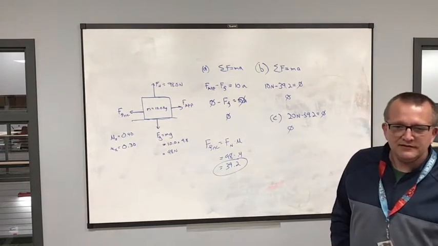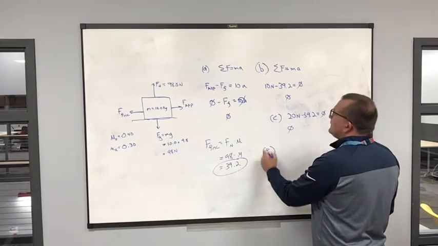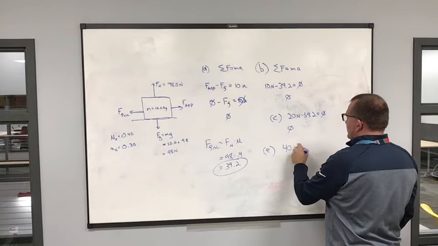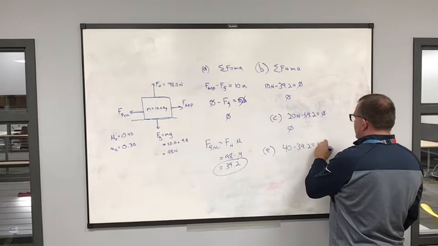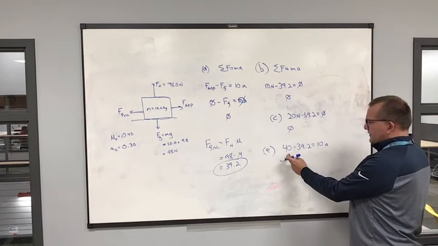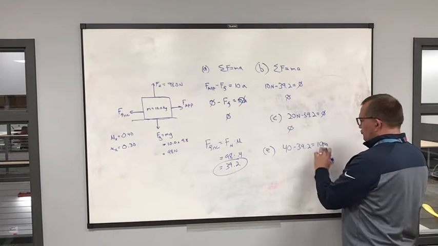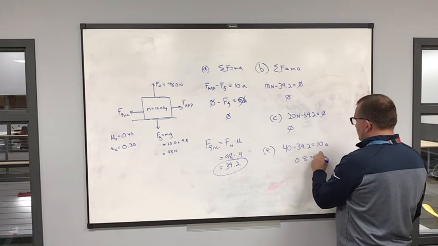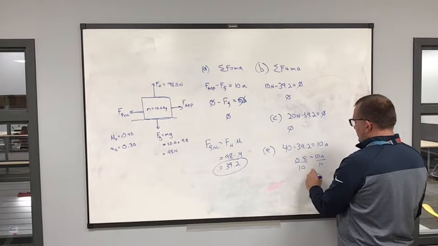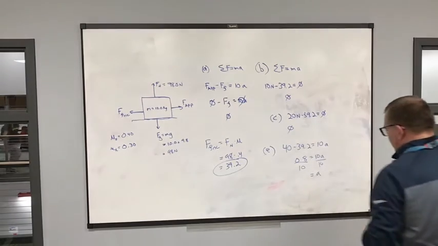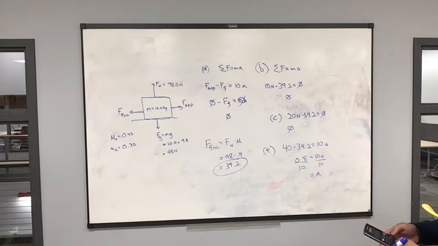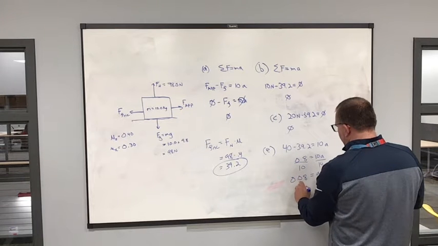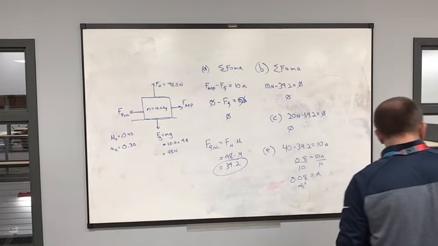So letter E states 40 newtons. My net force is this minus this, so 40 minus 39.2 equals 10A. Now I'm going to have a little bit of acceleration here because the applied force is going to be greater than friction. But it's only 0.8. So if I divide both sides by 10, this acceleration is going to be minimal, 0.8 divided by 10, and I'm going to barely accelerate it, just to get it started.